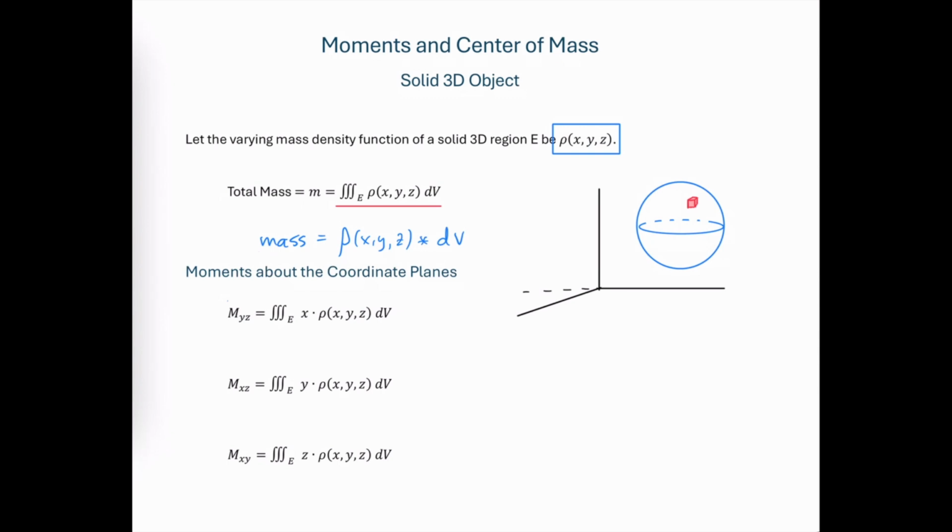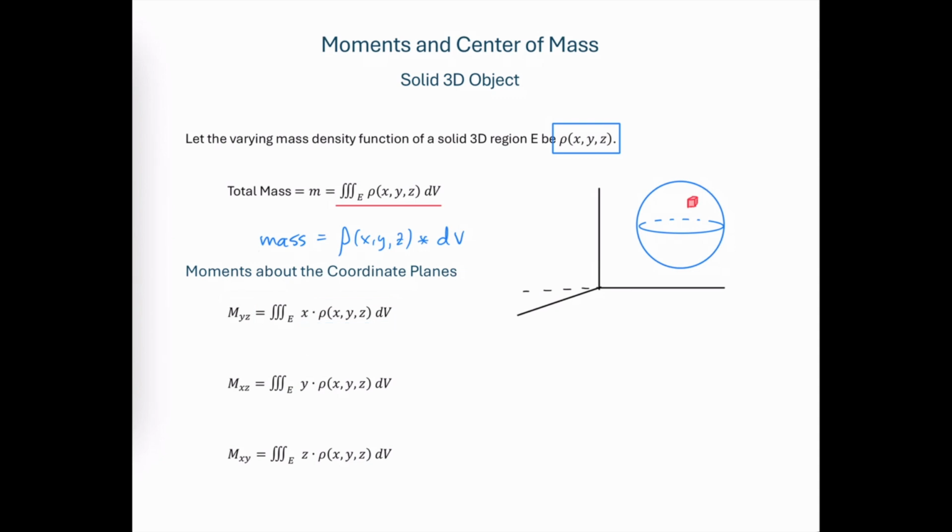To get the tendency to rotate about the YZ plane, or the moment about the YZ plane, we take into consideration the distance that that block is away from the YZ plane, which is an x coordinate. So the moment is that distance multiplied by the mass of the block. And if this is the mass of the block, and this is the distance, that's what we use to create the integrand, and then we'll add up infinitely many of those moments.